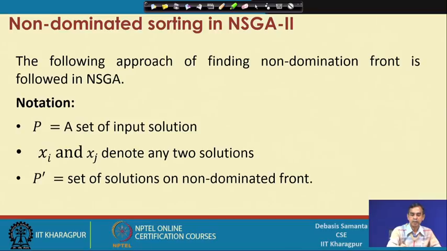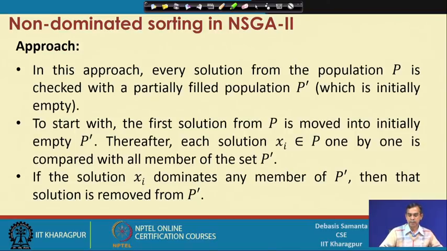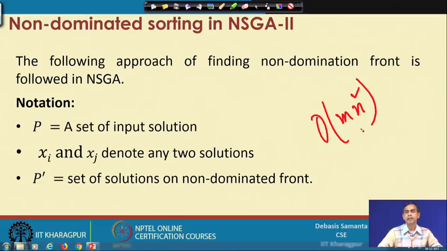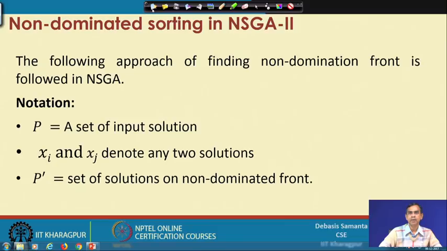The complexity of finding the non-domination front is in the order of m n squared, where m is the number of objectives and n is the population size. We will see how NSGA-II also finds the non-domination front, but in a different way. We will discuss this procedure.